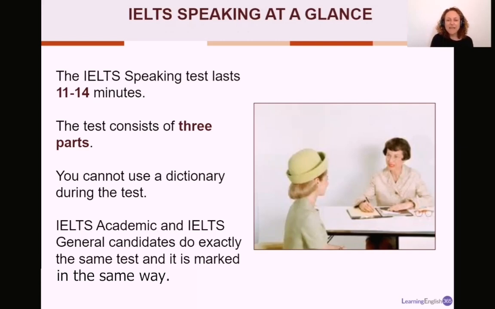You can't use a dictionary during the test, which is probably what you expected. Okay, so no Google Translate, no get your dictionary out, no app that you use to help you find that elusive word. Okay, none of that. Okay, this is all based on your own knowledge of English.